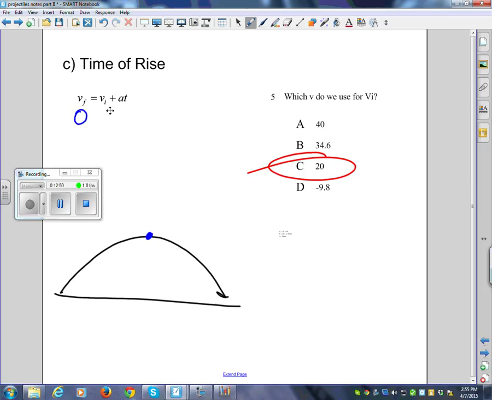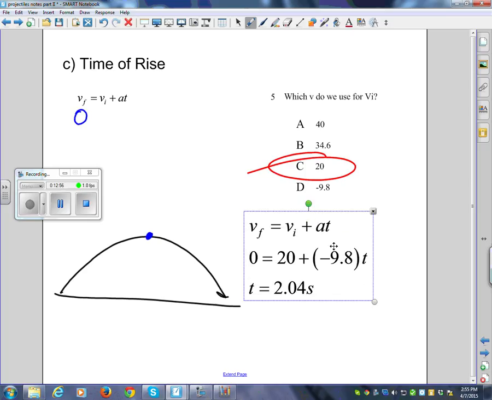It's going up. So how do I find the time of rise? VF equals VI plus AT. 0 is your final because it's going 0 vertically at the top. VI is 20. Minus 9.8 is my acceleration. Solve for time. 2.04 seconds up.